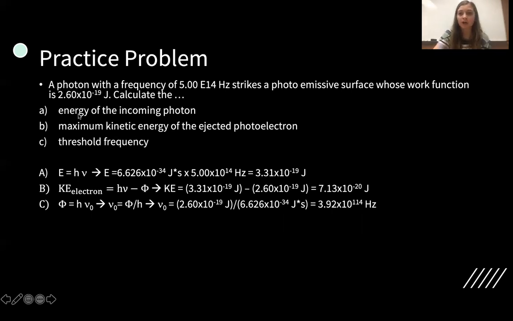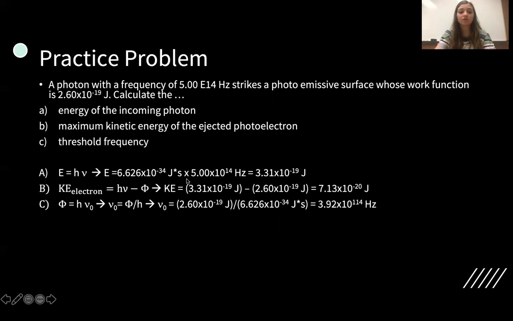On this first part, part A, the energy of the incoming photon, we're calculating the energy of a photon. And remember, we're going to use the equation E equals Planck's constant times frequency, equals hv, or h nu. Energy is the energy in joules of a quantum of energy, or photon. So our energy is going to be equal to Planck's constant, 6.626 times 10 to the negative 34th joule seconds, multiplied by the frequency, which is 5.00 times 10 to the 14th hertz. And we're going to get our answer here, 3.31 times 10 to the negative 19th joules.